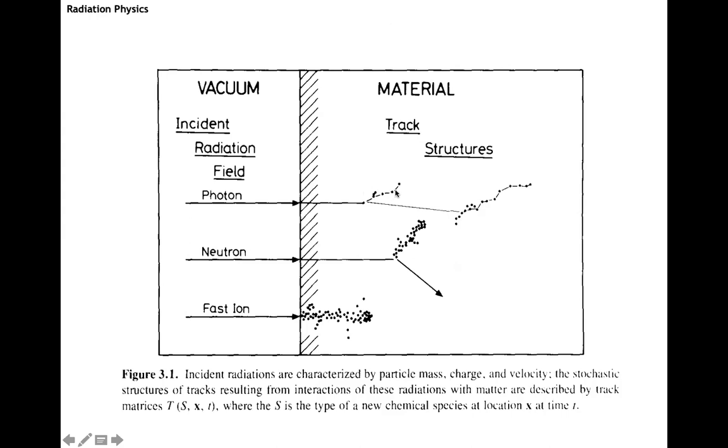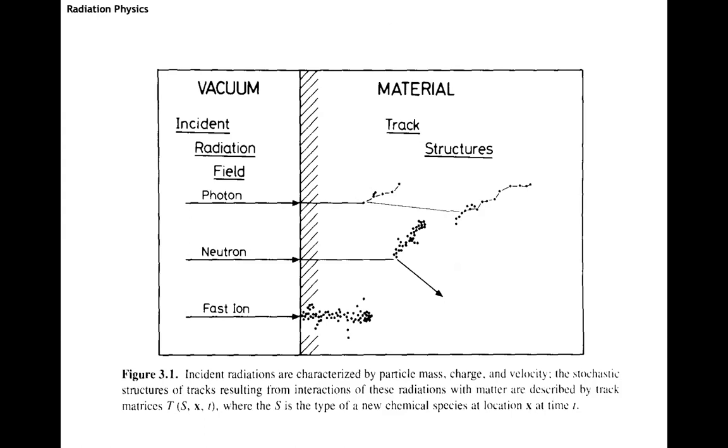When you have photons, photons travel quite a lot. Then they can have an interaction. This is typically a Compton. And in some cases, they can be absorbed completely, for example if there is a photoelectric event.